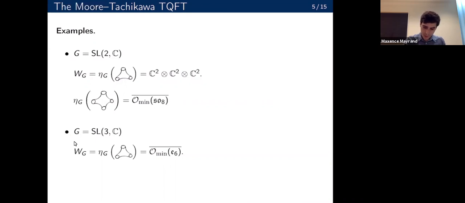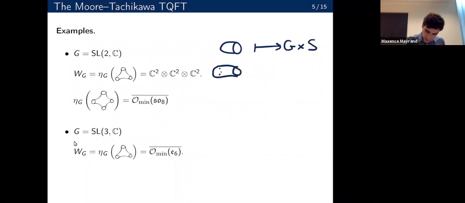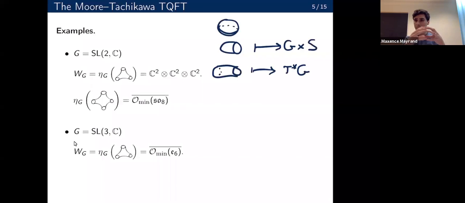So it's a TQFT. It's just a machine which associates with a surface with boundaries some holomorphic symplectic variety. And we said that the cap has to be associated with G times S. And the cylinder, which is the identity, should be mapped to the cotangent bundle. You can also work out what the sphere is. So the sphere is just 2 caps glued together. And so it's a symplectic reduction of G times S times G times S.